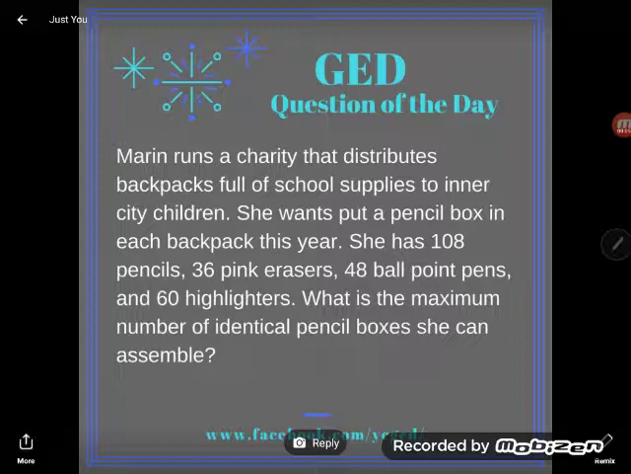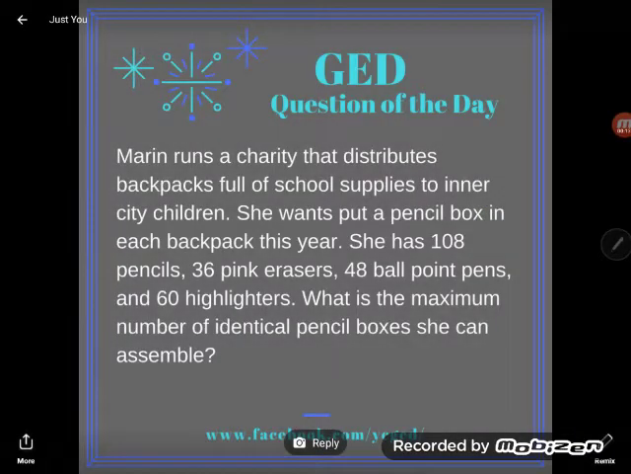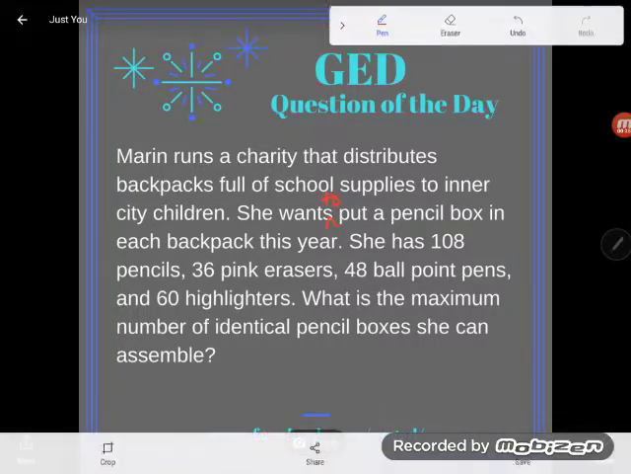Looks like we've got a word problem. Let's take a look. Marin runs a charity that distributes backpacks full of school supplies to inner city children. Well, that's nice of Marin, but it's still not any math yet. Let's keep reading. She wants to put a pencil box in each backpack this year. She has 108 pencils, 306 pink erasers, 48 ballpoint pens, and 60 highlighters. What is the maximum number of identical pencil boxes she can assemble?